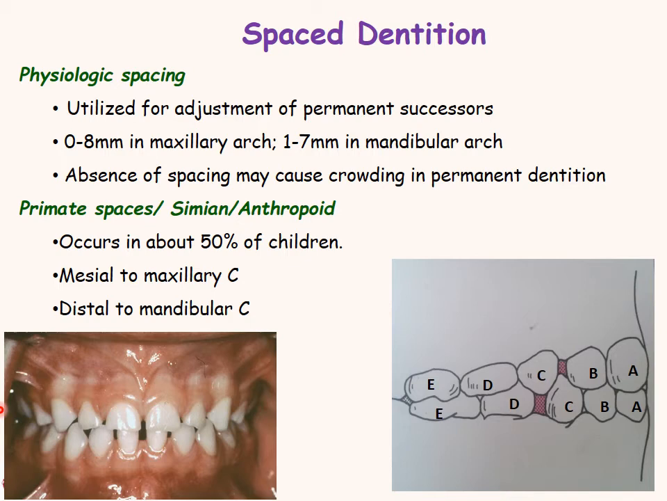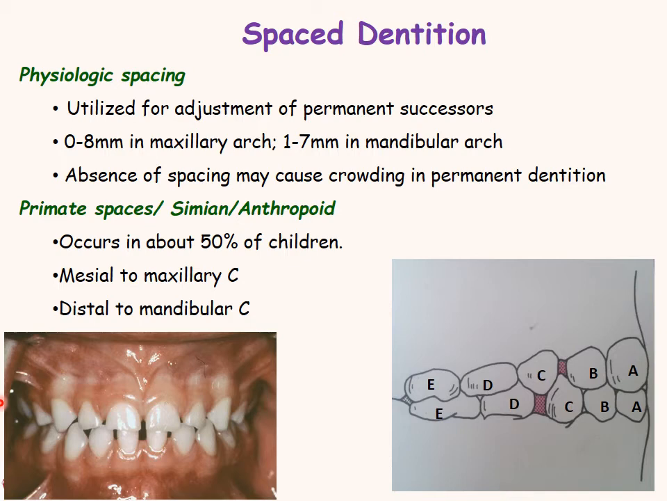So what is physiological spacing? Physiological spacing is the spacing that is utilized for the adjustment of the permanent successors. These are the spaces seen between each tooth, and they are used up once the permanent tooth erupts. Why and how is it utilized? Because the primary teeth are smaller compared to the permanent teeth. Once the permanent teeth erupt, they are larger, so the spaces that were there initially are used up by the permanent tooth.